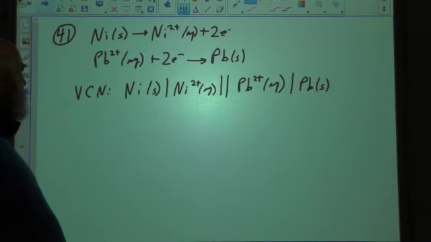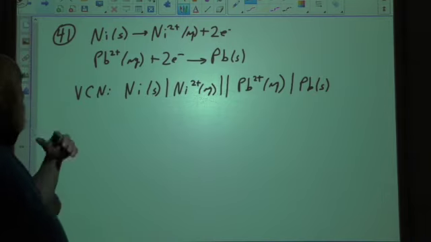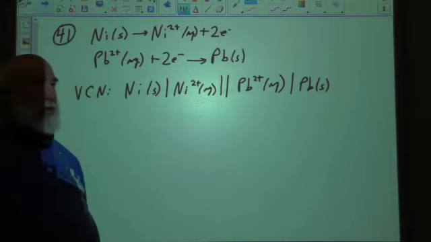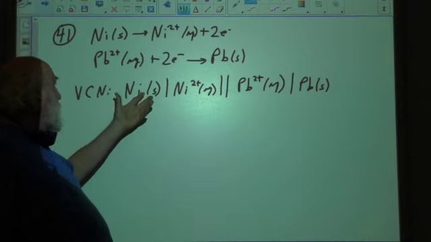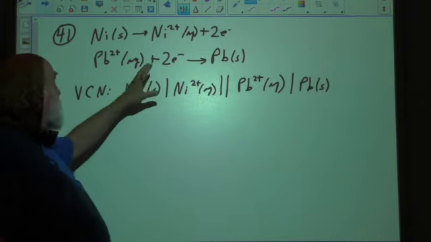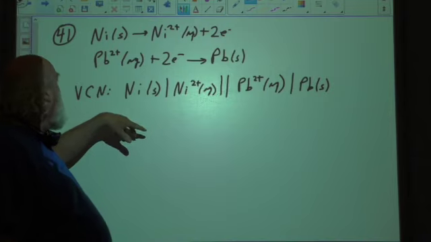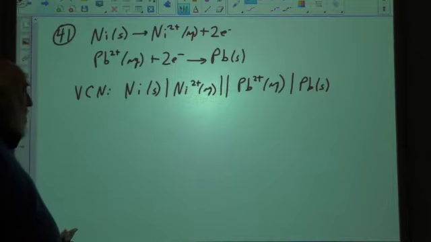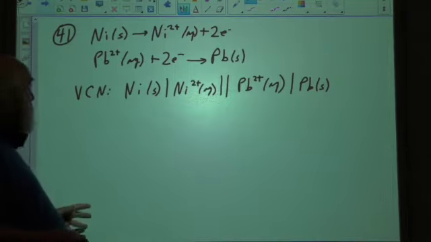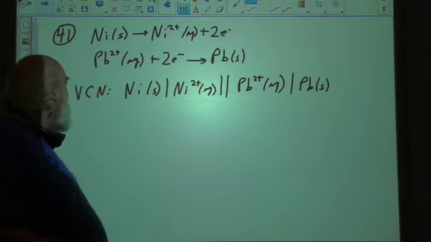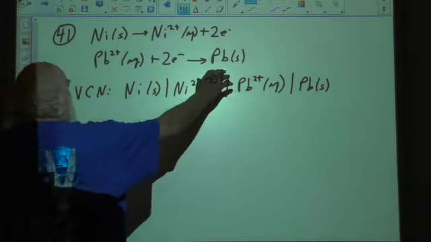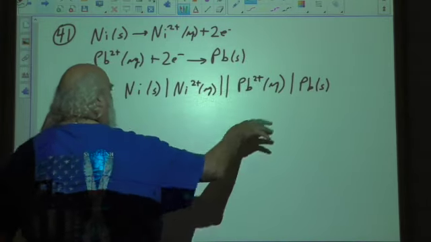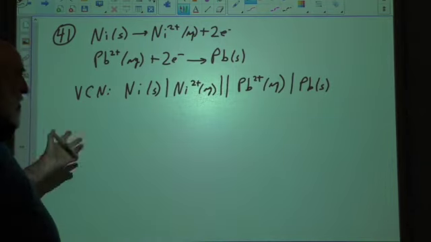The next one is the Voltaic cell notation. That's what VCN stands for. So you see the nickel here is a solid, so that tells you that that is the cathode, or the electrode for the cathode side. The nickel 2 positive then is what is mixed in that whole cell. And then on the other side, the reduction side, the anode is the lead, and that's the last thing that's mentioned. And then the lead 2 positive is in solution with that. And that's all you have to show.